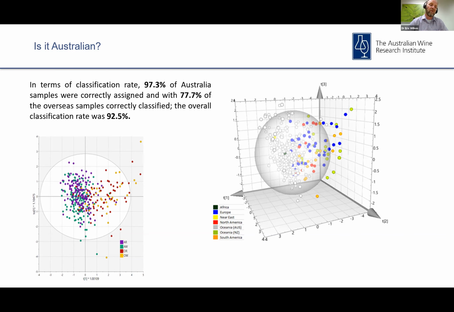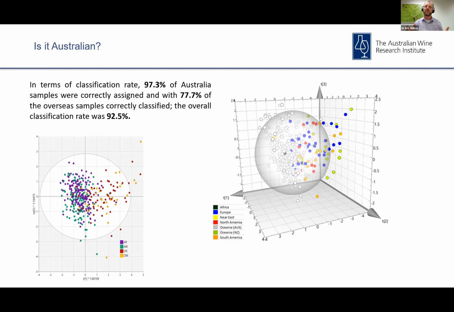And when it came to foreign wines, which we only had a much smaller data set, so we could have improved that probably by having more wines, we still identified 77.7% of those as not being Australian. So overall, a 92.5% identification rate, which is really good. When you combine it with other technology, we can say with quite good confidence that if we were given an unknown wine using this technology and the data we've developed from here, we could identify if it isn't an Australian wine. That's a really good outcome and really important.